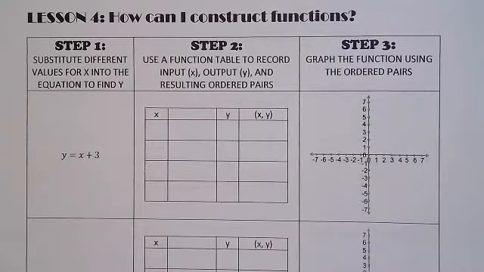Lesson 4, how can I construct functions? Step 1, substitute different values for x into the equation to find y. Step 2, use a function table to record input x, output y, and resulting ordered pairs. Step 3, graph the function using the ordered pairs.